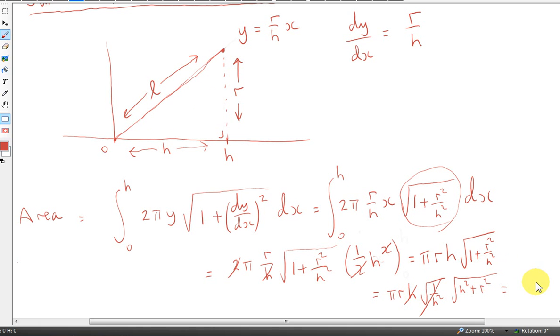So we end up with the familiar formula for the surface area of a cone, which is pi times r times L. Pi times the radius times the slant height. So this is the curved surface area of the cone. We weren't ignoring the circle, of course, that appears when we generate a cone this way.